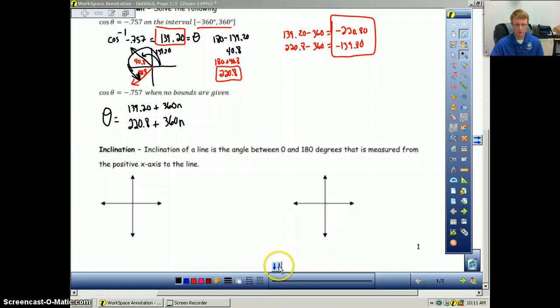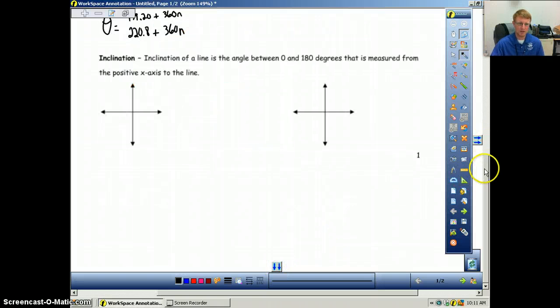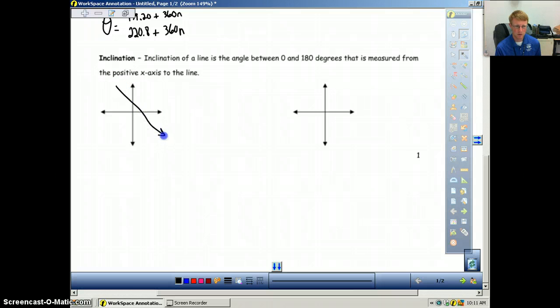Okay, so moving on to something different. This stuff is a little bit easier. We're going to talk about inclination, and this is going to be a real quick explanation. Let's pretend that I were to just draw a line randomly on your paper here. Inclination just means the angle measure between the positive x-axis and the line. So if we were to take out a protractor and actually measure that angle, let's just call it 155 degrees, that's what inclination is.